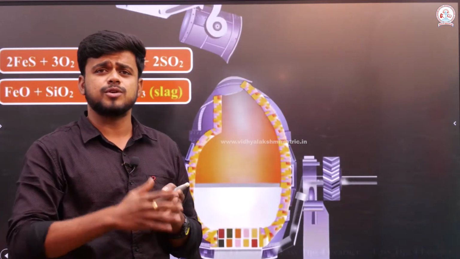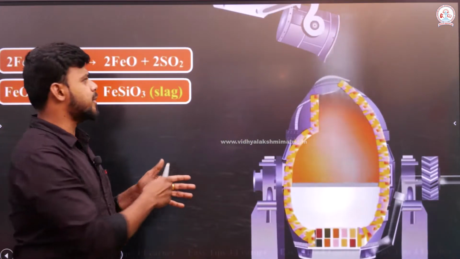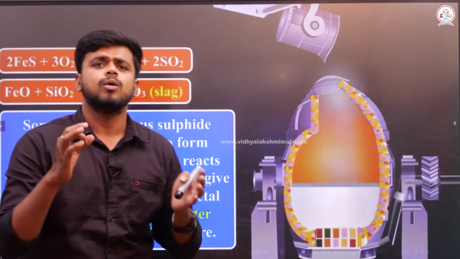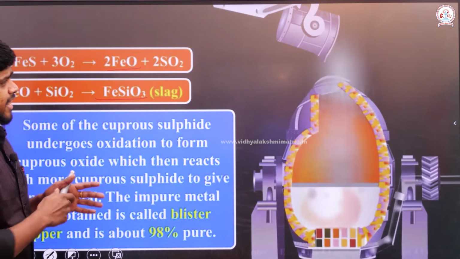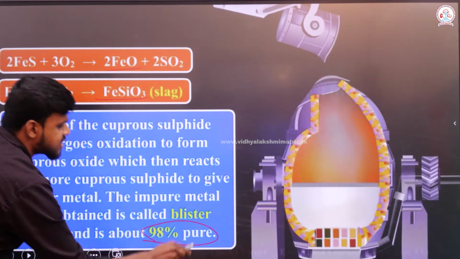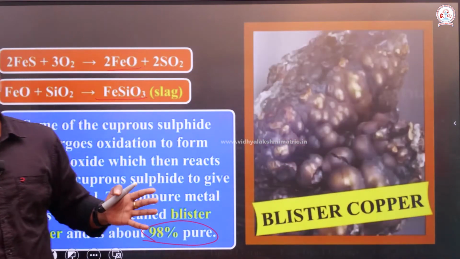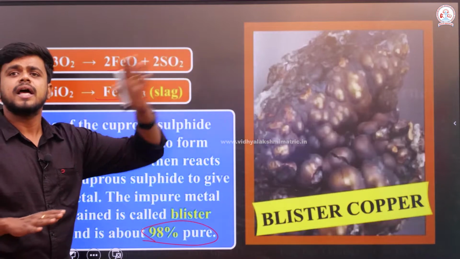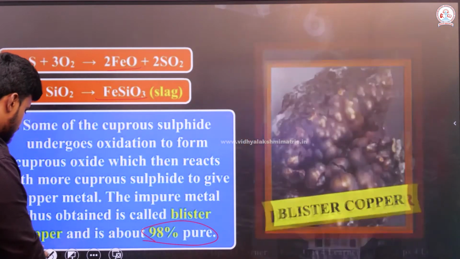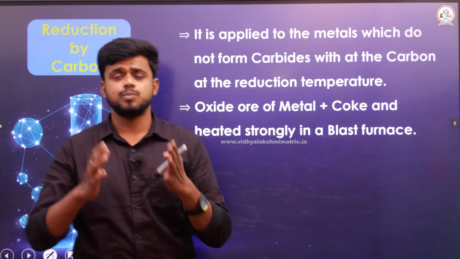During the process, we also said that there is some FeS left over. That FeS will be oxidized to FeO and then removed as FeSiO3. Right. As soon as the evolution of sulfur dioxide goes completely, we will get 98% pure copper, which is called blister copper. Right. You are witnessing the blister copper in a solidified form right here. The process that we have looked into is called smelting.